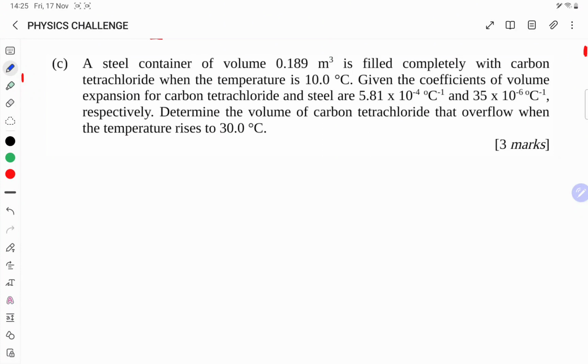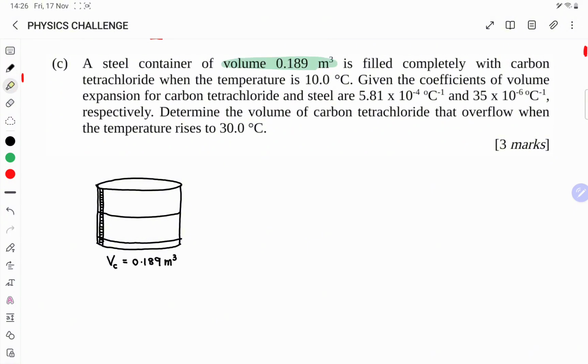Okay, move on to question 7c. A steel container of volume 0.189 meter cube. So we have a container and the capacity is 0.189 meter cube, filled completely with carbon tetrachloride when the temperature is 10 degrees Celsius. So at 10 degrees Celsius, the container is completely filled, penuh. This also means that the initial volume of the carbon tetrachloride is equals to the volume of the container. So they are having the same initial volume.